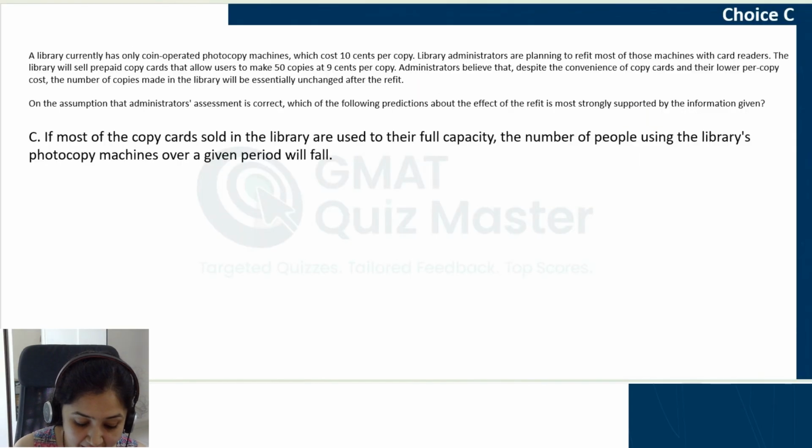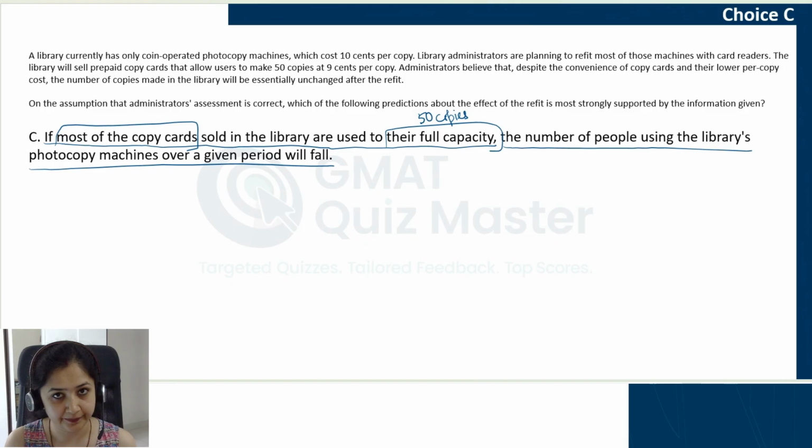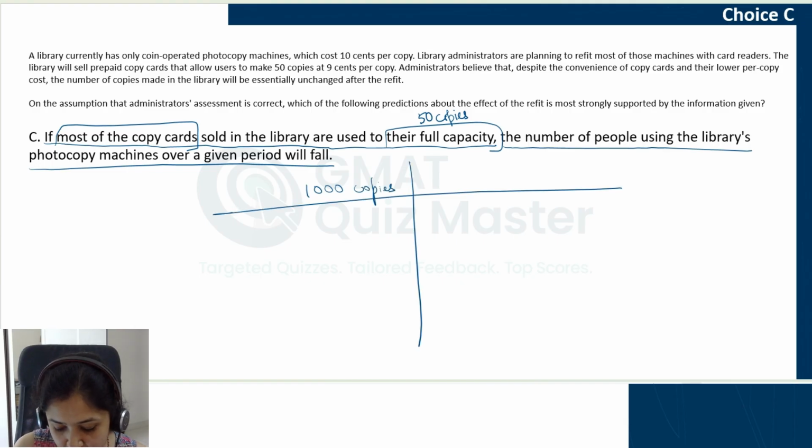Choice C. If most of the copy cards sold in the library are used to their full capacity, so we are talking about most of the copy cards and they are used to their full capacity. Full capacity means each card is used for 50 copies. The number of people using the library's photocopy machines over a given period will fall. Let's understand it with the same example again. Let's say 1000 copies were being made earlier, and we have to assume that still 1000 copies are being made.